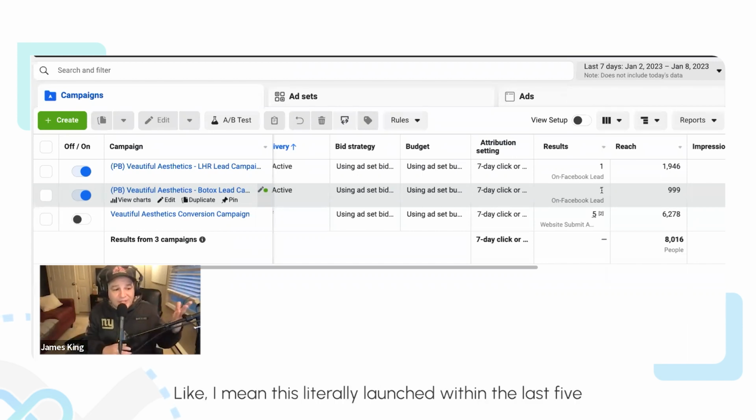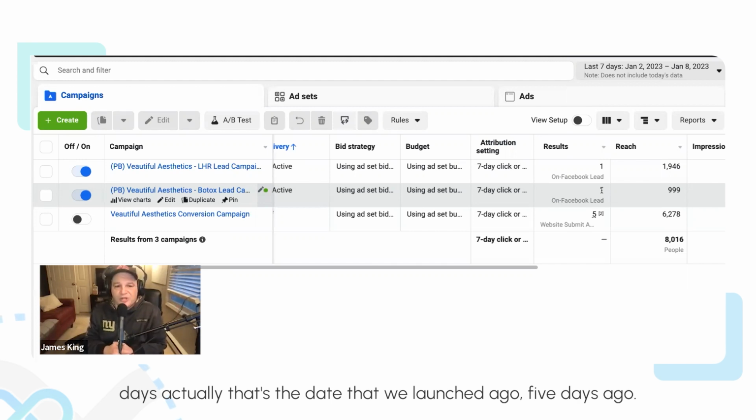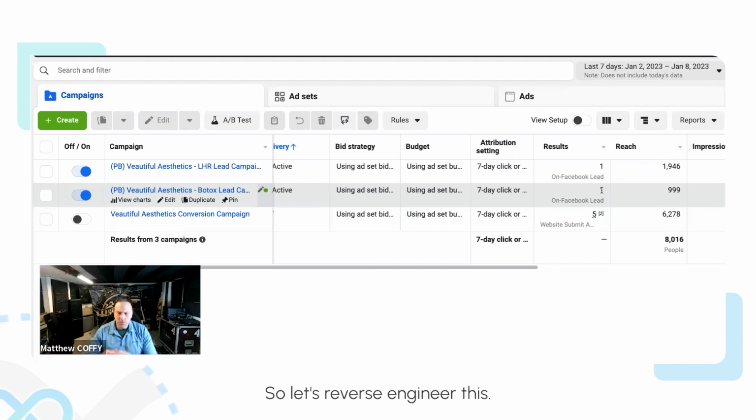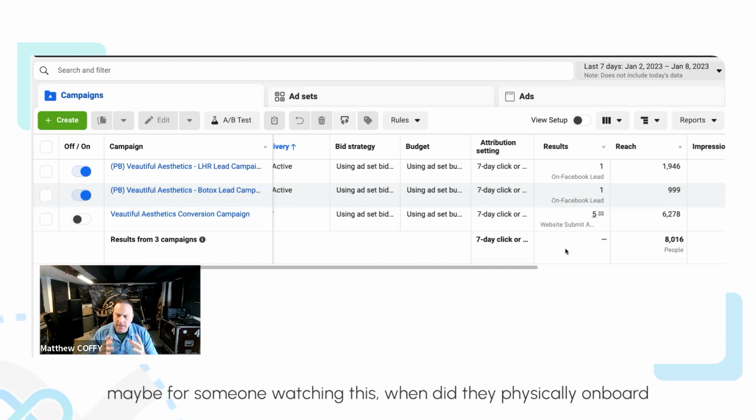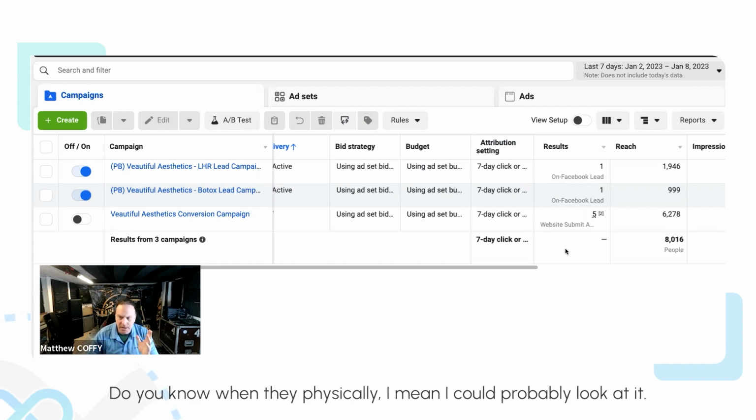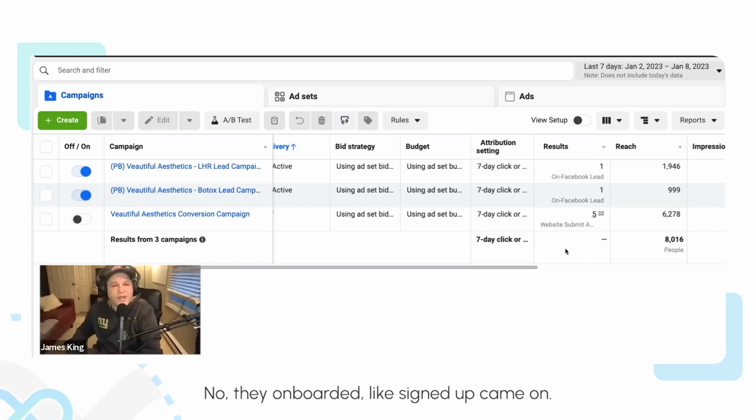So this is beautiful. This literally launched within the last 5 days. Actually, that's the date that we launched, 5 days ago. So let's reverse engineer this. Just for my own sake, and maybe for someone watching this, when did they physically onboard? Do you know when they signed up and came on?